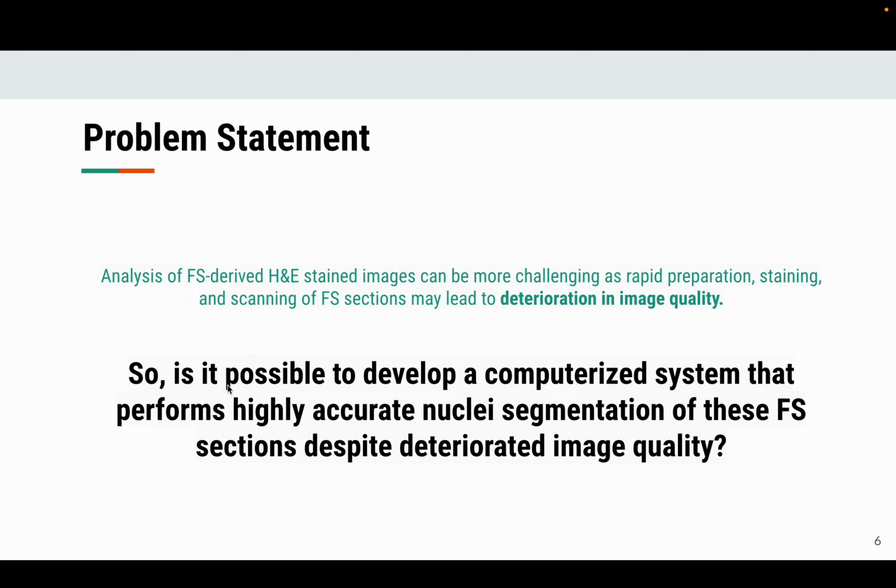So the problem that we are tackling is to develop a computerized automated system that can take as input an image of a tissue sample that has been pre-processed by the frozen method and identify the nuclei in it accurately and faster.